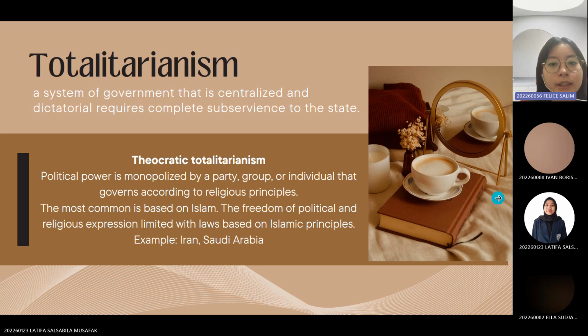Okay, and then the second one is theocratic totalitarianism. Political power is monopolized by a party, group, or individual that governs according to religious principles. The most common form is based on the religion of Islam. So the freedom of political and religious expression is limited based on Islamic laws. For example, countries like Iran or Saudi Arabia have political power based on Islamic laws, and all the principles are limited to that. Next slide, please.